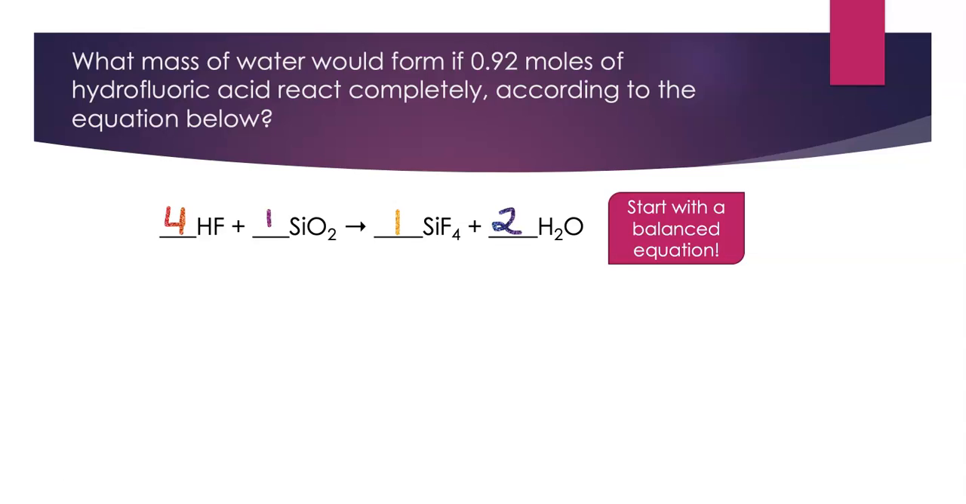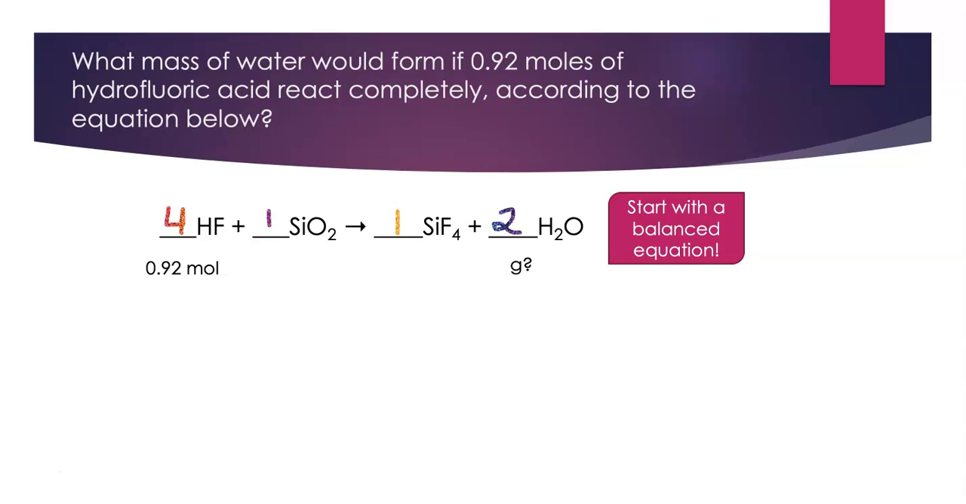Now that we've got it all balanced, we know that we're solving for grams of water. It asks for mass of water. And what we also know is that 0.92 moles of HF reacted. So we've got moles, we need to get to grams. We can't do this directly. We need to get from moles of HF to moles of water, and then we go to grams.